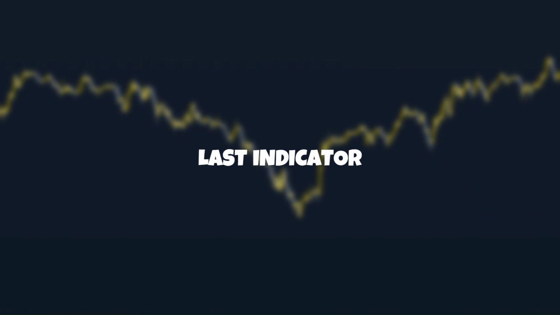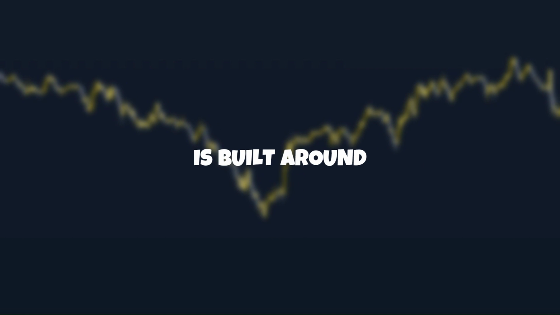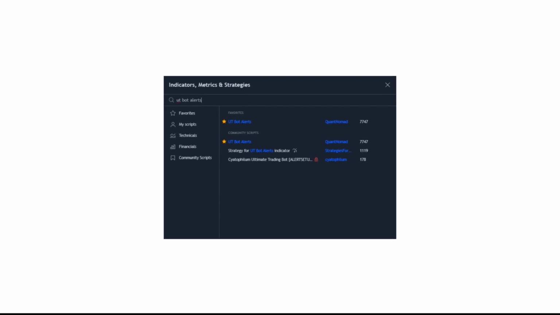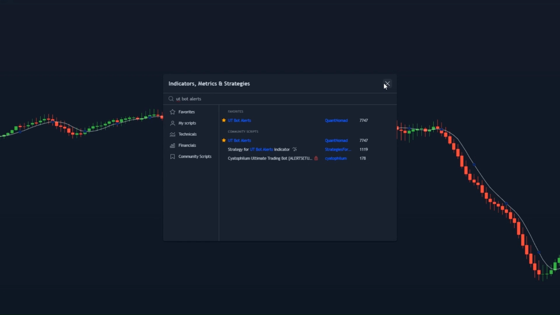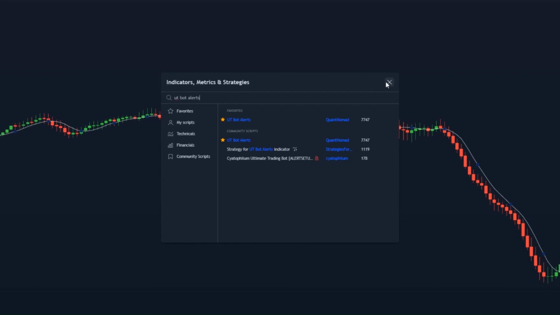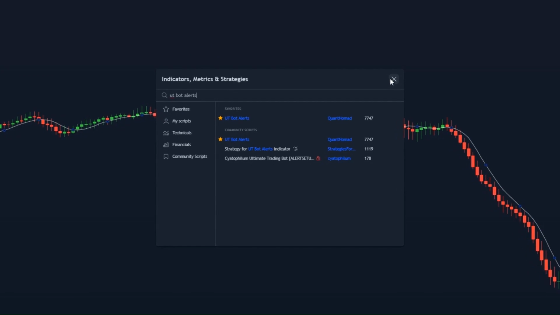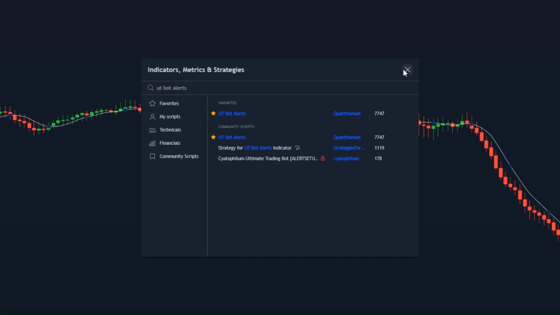And finally, for the last indicator that this whole strategy is built around, head up to indicators for the final time and type in UT Bot Alerts. In my opinion, this is the best buy sell indicator on TradingView.com, and with these settings that I'm going to share with you now, we can make huge profits and very consistent wins.